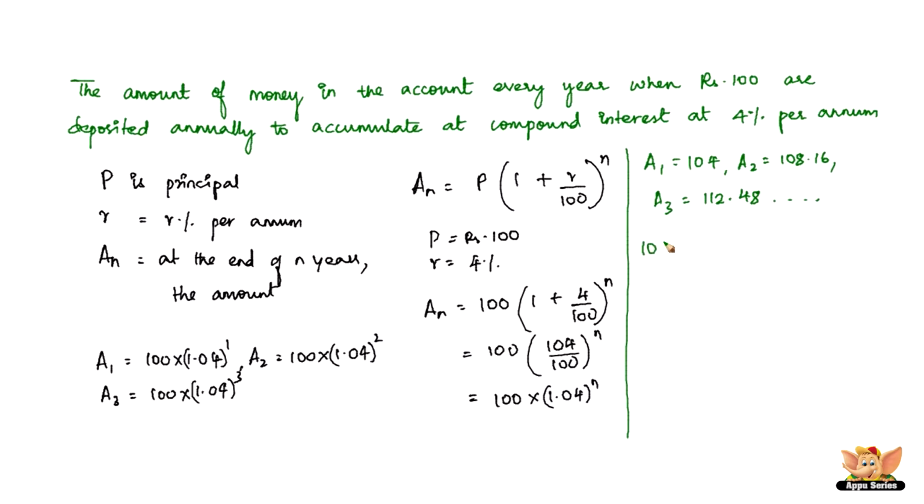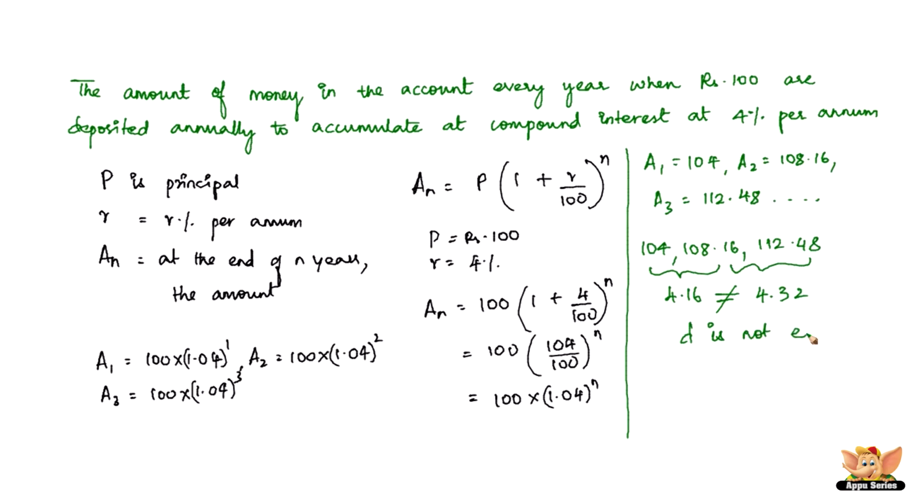So the series is like this: 104, 108.16, 112.48. I got this by solving these: you square 1.04 and multiply by 100, cube it and multiply by 100. Now these definitely aren't an AP because the difference is not constant. 108.16 minus 104 is 4.16, which is the difference for this. And for the next, you're getting a different difference, it should be 4.32, I guess, if I'm not wrong. So these are not equal. The d is not equal.